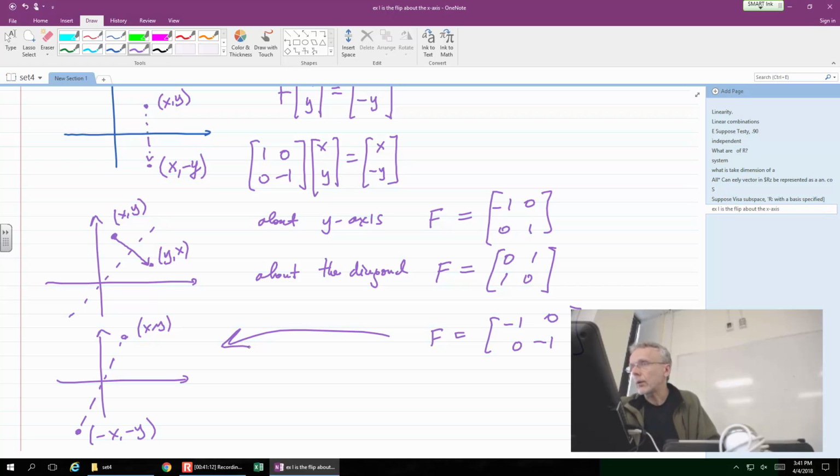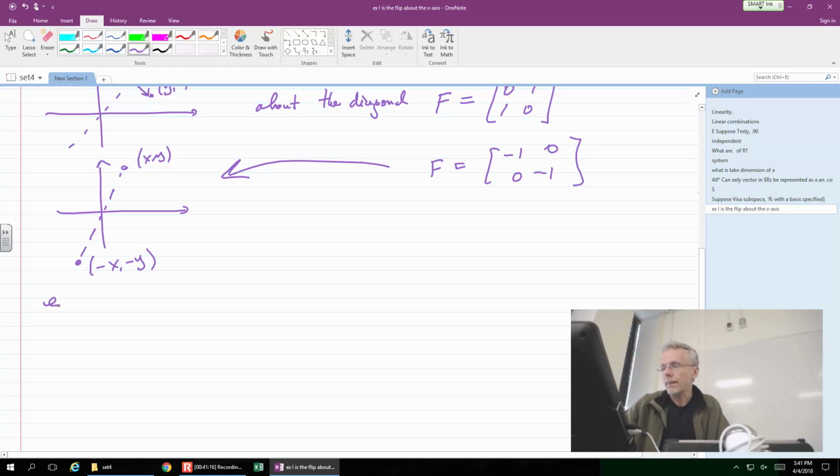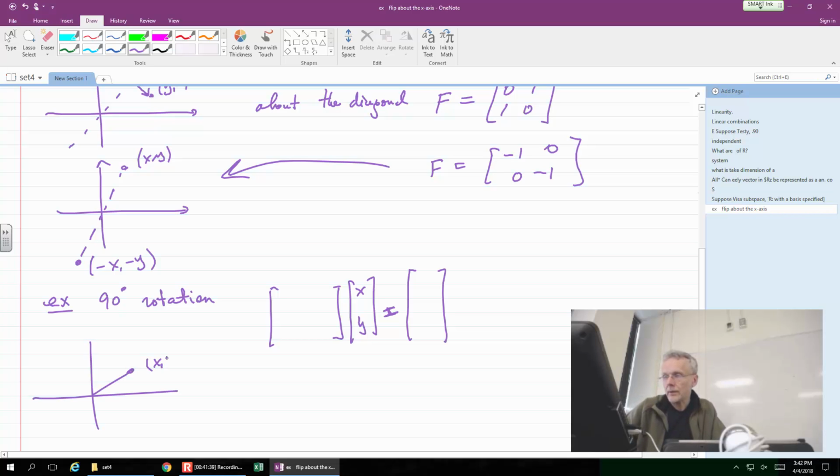We talked about that already, so let's do it one more time, and that is a 90 degrees rotation. Once again, (x, y) becomes what? We just need to first figure out what it means to rotate it. So if I have (x, y) here, and I rotate it like this, what are the new coordinates?